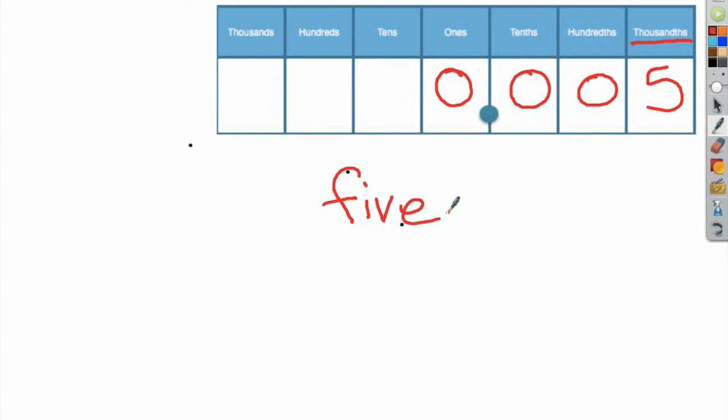We did 5, so let's say the number again together. 5. What's the next thing I'm going to write down? Thousandths.